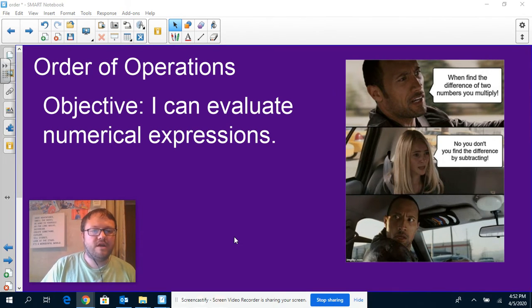Let me read the objective for you. I'm sure some of you at this point actually miss me calling on you to read the objective, but we take what we can get. Objective. I can evaluate numerical expressions.